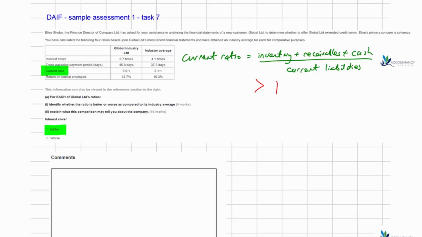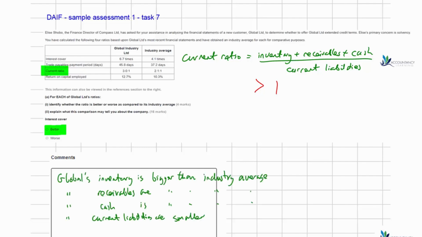So what comments can we provide on this? Again, we can just start off by looking at the formula mathematically. If the company has a better than average current ratio, it means that the numbers on the top, the numerator, are going to be bigger, and the denominator, the current liabilities, are smaller. So that provides us with a number of answers. We can break down our answer and say that their company's inventory is bigger than the industry average, and receivables are bigger, cash is bigger, but also current liabilities are smaller than the industry average.